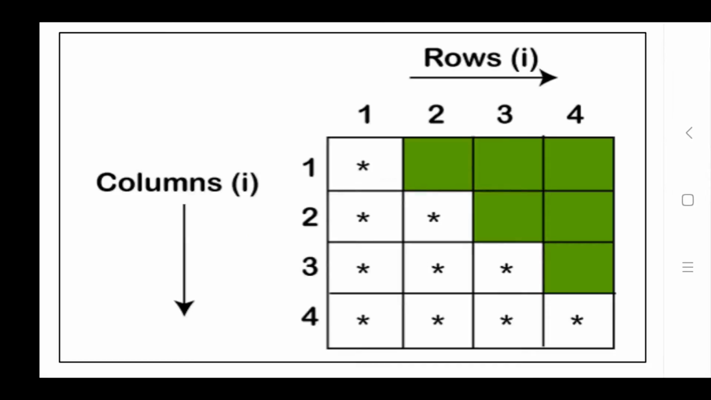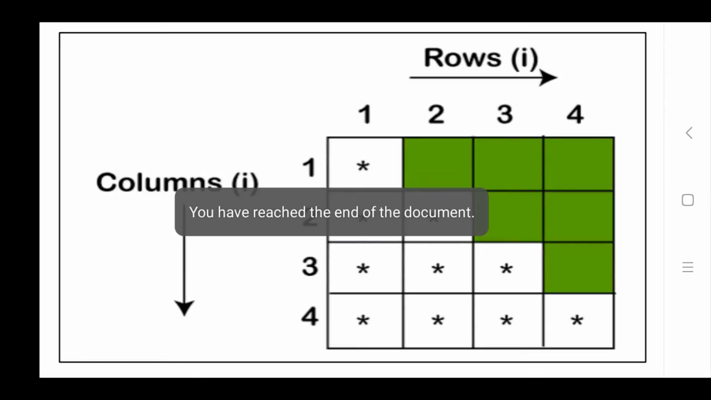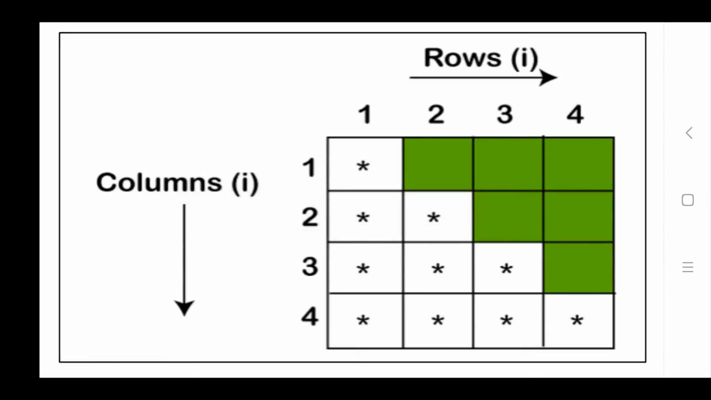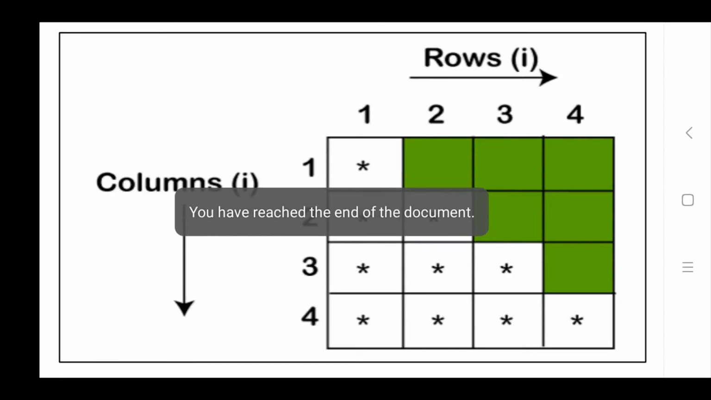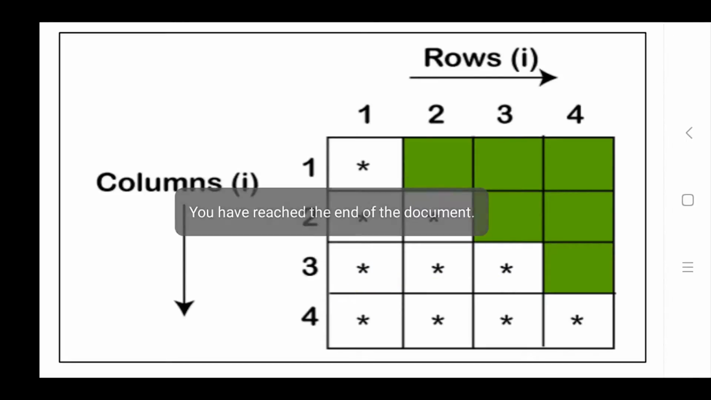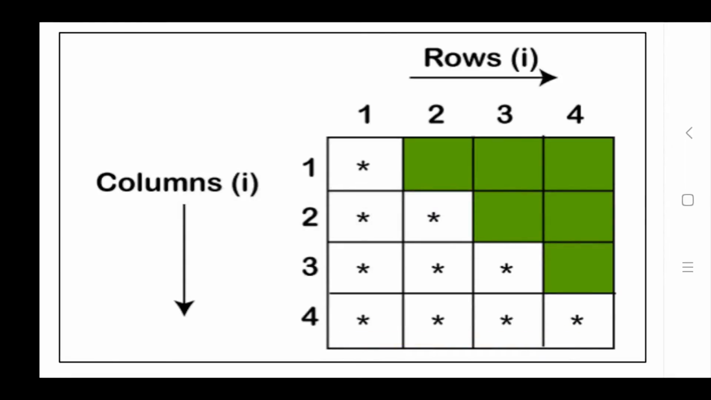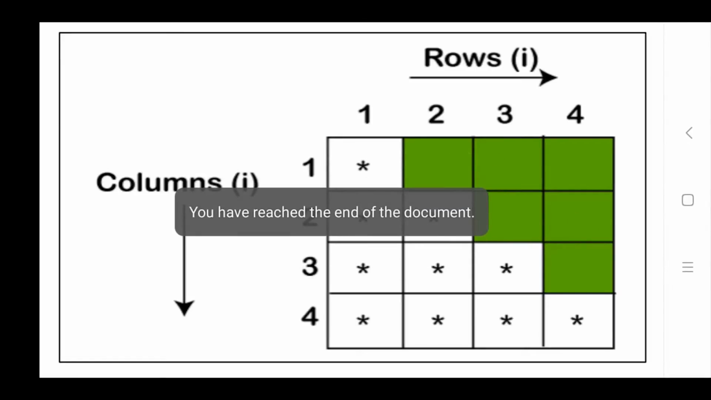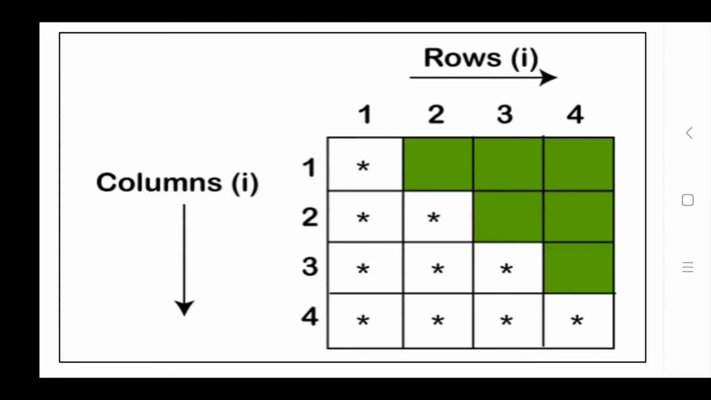We see that the first row prints only one star, the second row prints two stars, the third row prints three stars, and the fourth row prints four stars. The colored blocks print the spaces. Now I will demonstrate the program.